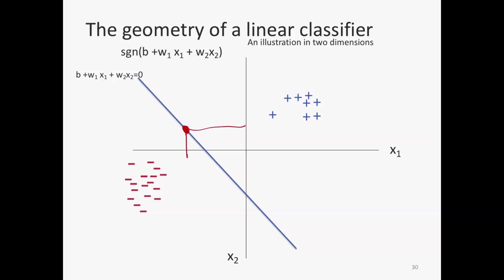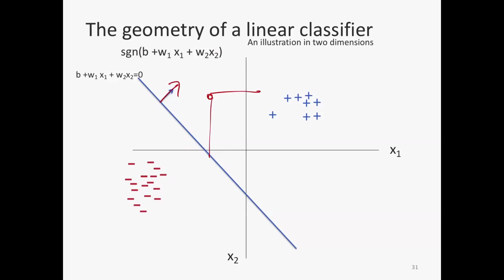But if I move slightly to a different point on this side, it's going to be non-zero. If I move to the other side, it's going to be non-zero, right? Because only the points on the line have 0. I can draw an arrow pointing towards one side to show that everything on that side has B plus W1x1 plus W2x2 greater than 0. So any point here will have W1x1 plus W2x2 plus B positive. Any point on the other side is negative. I'm just picking a convention here. The arrow points to the positive side.